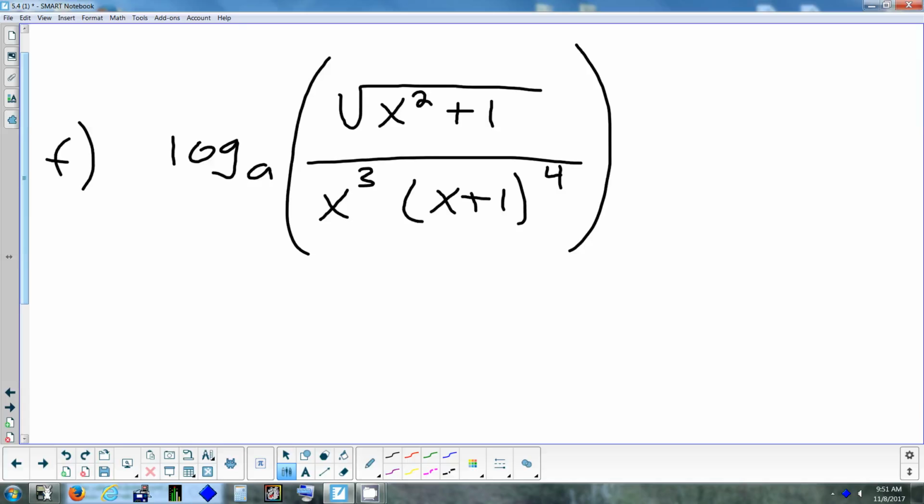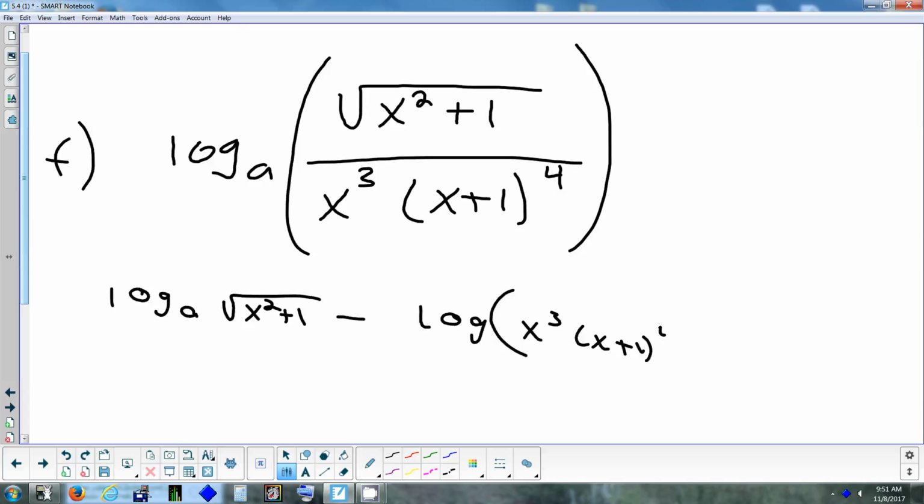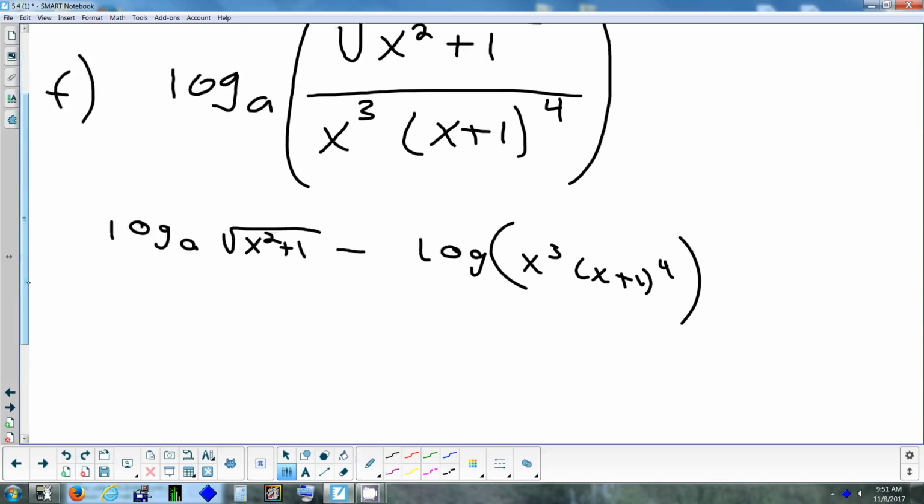All right, so first of all, looking at that right away, do we have a quotient, a product, or both? We have a quotient first, but then we have a product second. So you always deal with the quotient first. So it's log of the top minus log of the bottom. Log of the top minus log of the bottom.